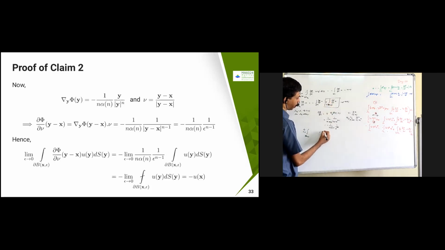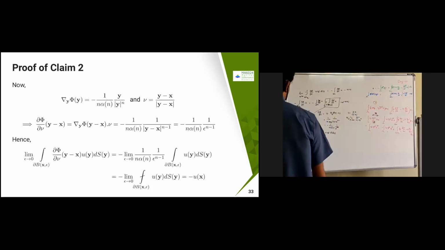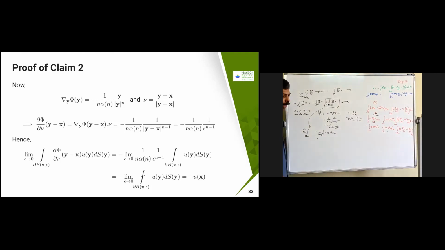This is the right hand side. It is going to become minus 1 by epsilon n minus 1, which I can take out, and u of y into dS of y is going to come. So this is minus 1 by n into alpha of n epsilon power n minus 1. If I allow epsilon tends to 0, this is the thing. This is the integral on the boundary dou B of x comma epsilon, so this is going to become minus the average integral. This is the definition of the average integral.